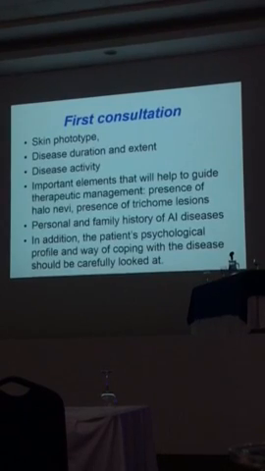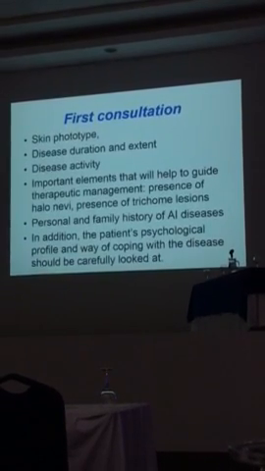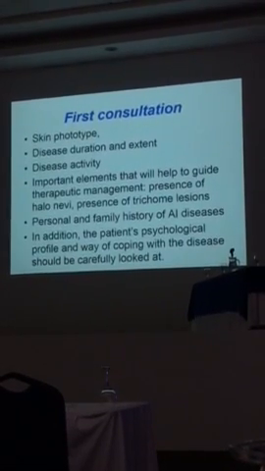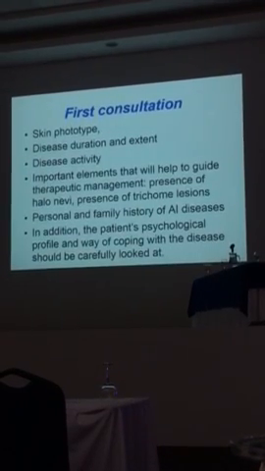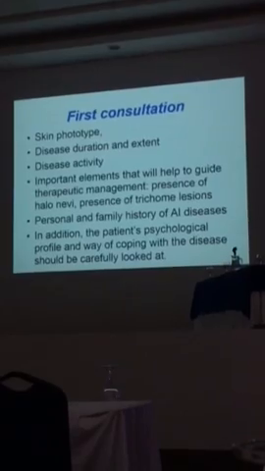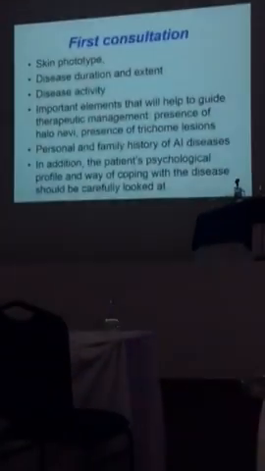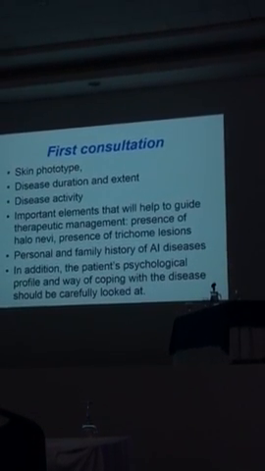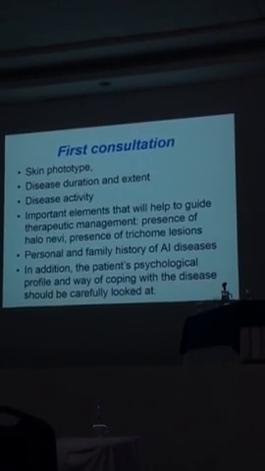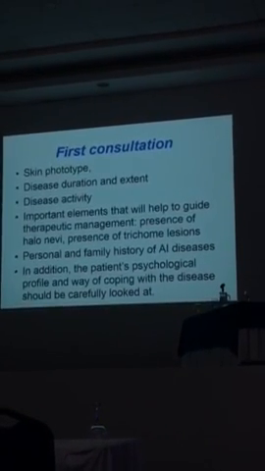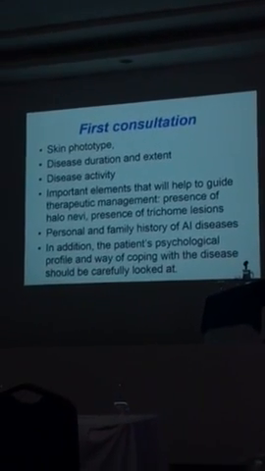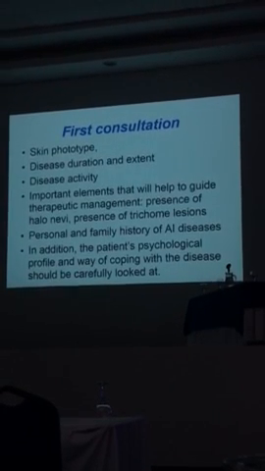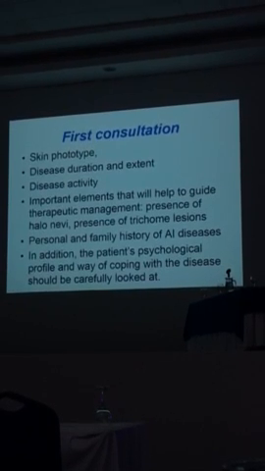At first consultation, what we do in general, we take all this information. The European Task Force for Vitiligo has developed a special form that we use in our clinic systematically for all the patients at the first consultation, and now we are beginning to use it for the second consultation and the follow-up consultation to know how the disease is moving. So skin phototype, disease duration and extent, disease activity, all of these are important elements to guide therapeutic management, but also the presence of halo nevi, the presence of trichrome lesions are important. The family history of autoimmune disease and the personal history of autoimmune diseases is important as well.